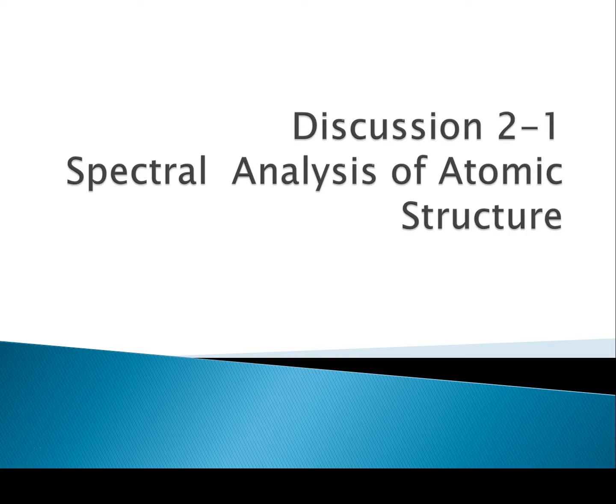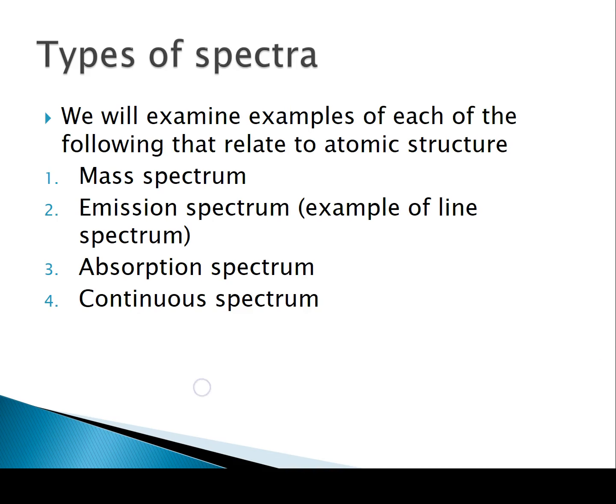Okay, so today we're going to be going over discussion 2-1, spectral analysis of atomic structure. So basically what we're going to be looking at here is the physical evidence for the structure of atoms that we're going to determine looking at a variety of spectra. Spectra include the mass spectrum, emission spectra, and continuous spectra, both of which we looked at in IB Chem 1, as well as an absorption spectrum.